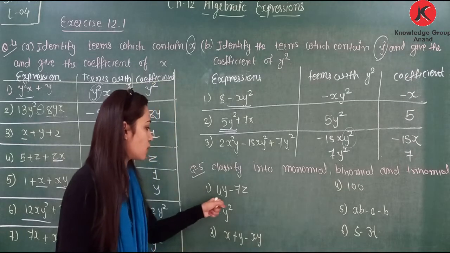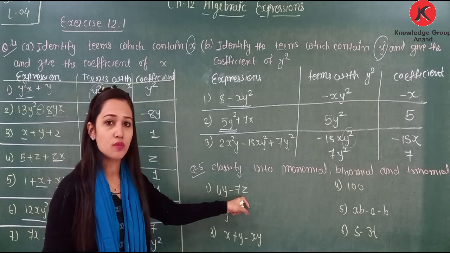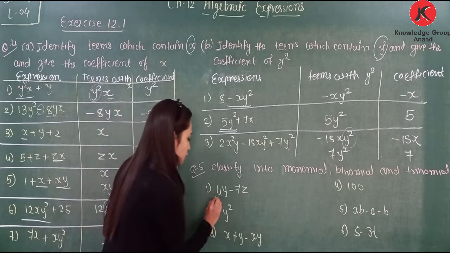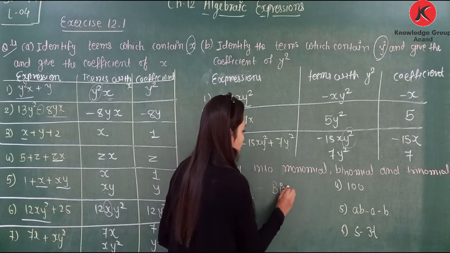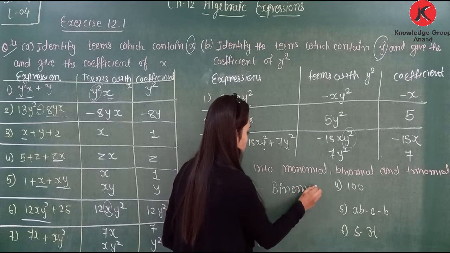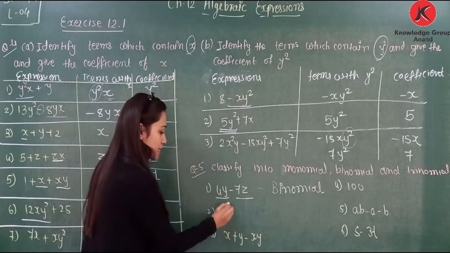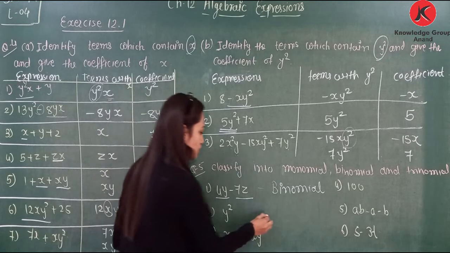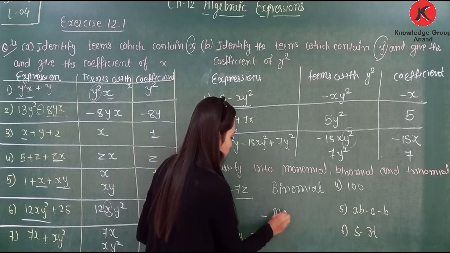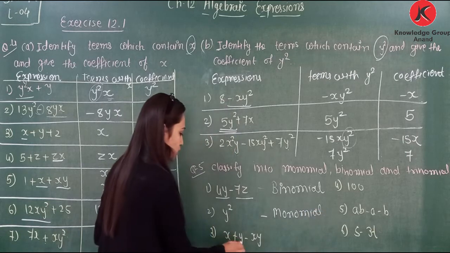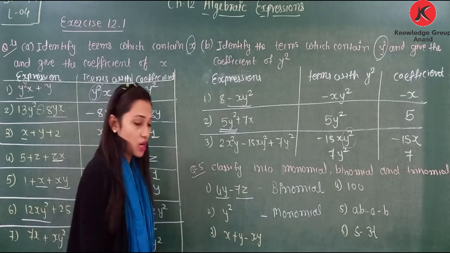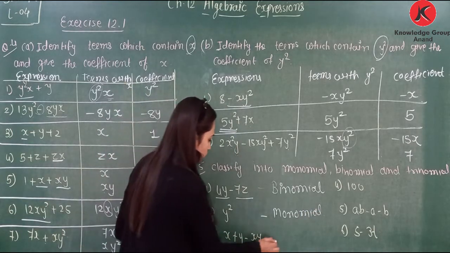So here first, 4y minus 7z. How many terms are there? This is the first term and second term. So 2 terms, so you can write it is binomial. Y square. So that is only one term, so it is monomial. X plus y minus xy. How many terms? 1, 2 and 3. So it is trinomial.